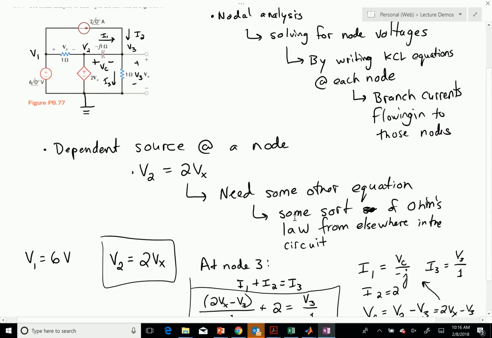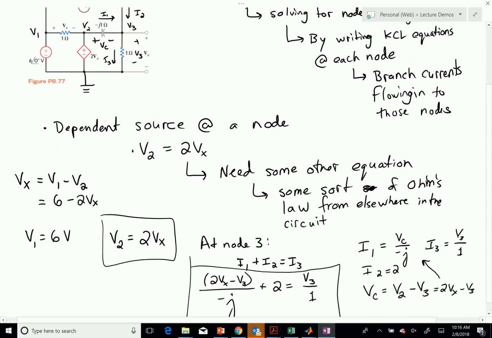Like I said, I need to go create some other equation, and usually it's some sort of Ohm's law. Like we saw in class yesterday, my Vx is across this 1 ohm resistor. So I can see that Vx is equal to V1 minus V2. I already know V1 is 6 volts. I know that V2 is 2Vx. So now I've got an equation that's going to tell me Vx, right?